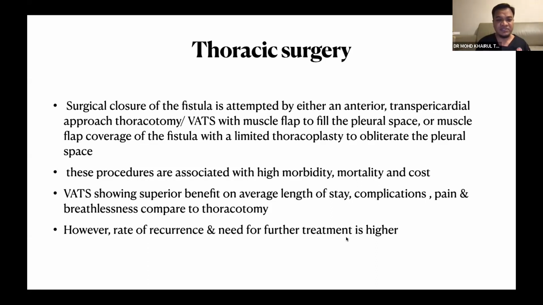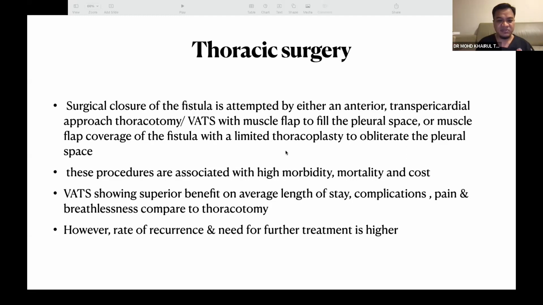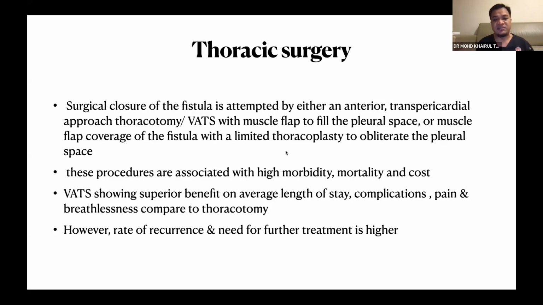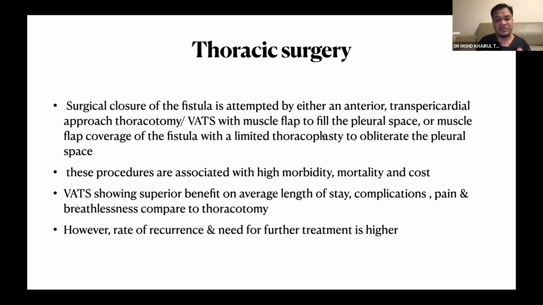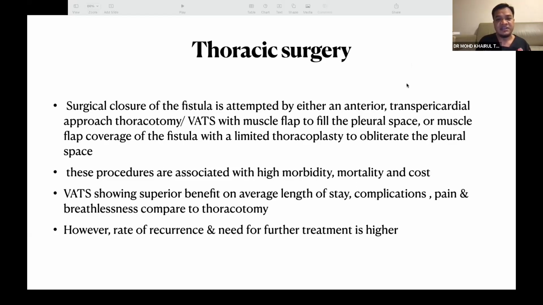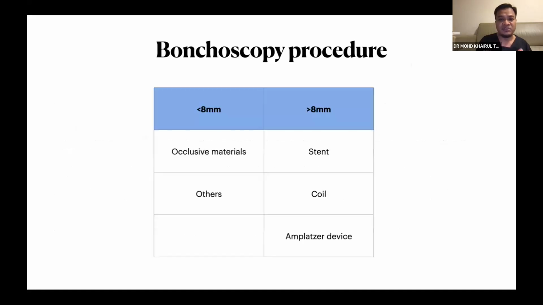So again, that's showing superior advantage on length of stay, complication, pain and breathlessness compared to open thoracotomy. But the rate of recurrence and also the need for further treatment, the chance of recurrence, is actually higher in VATS compared to thoracotomy.